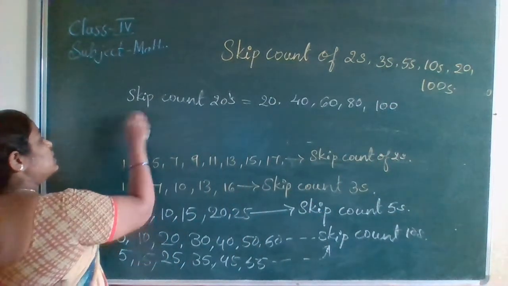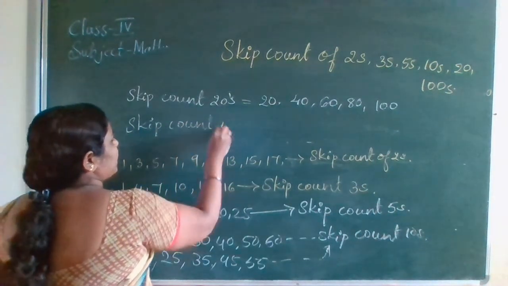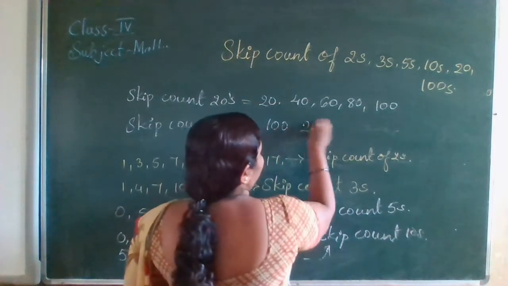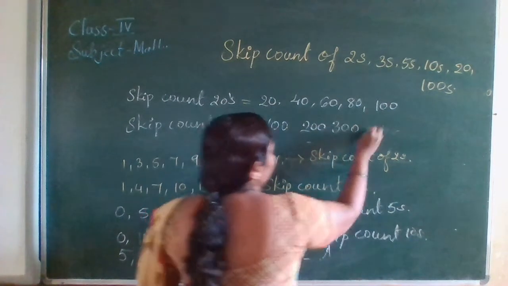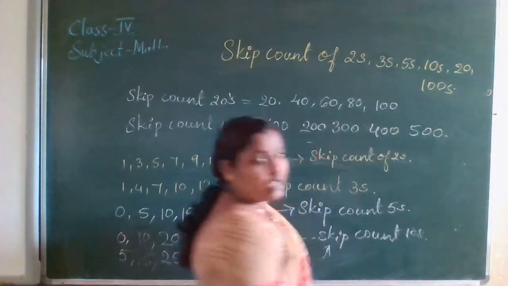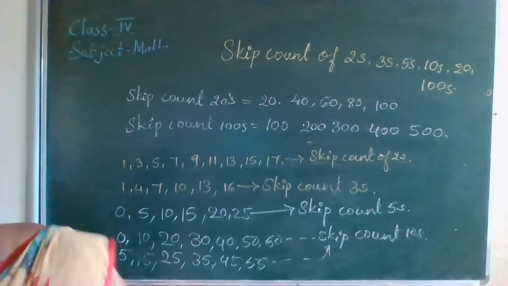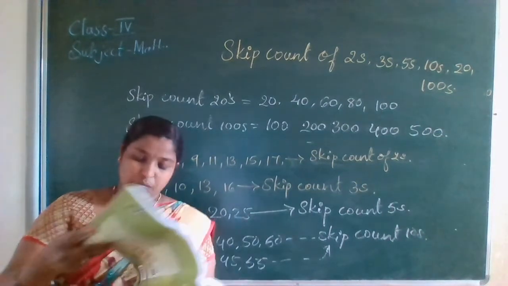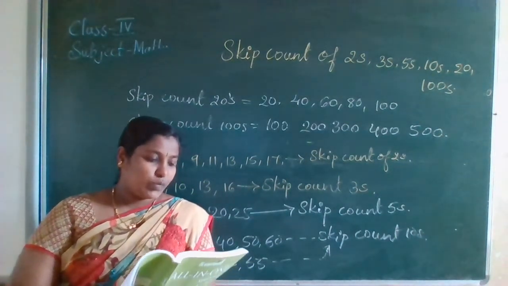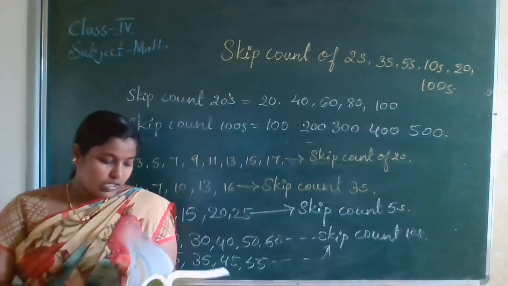You can write skip count 100: 100, 200, 300, 400, 500. These are the skip count of 100s. So let's go to see your textbook. Skip counting of 5-digit numbers they have given. Counting by tens, counting by hundreds they have given.